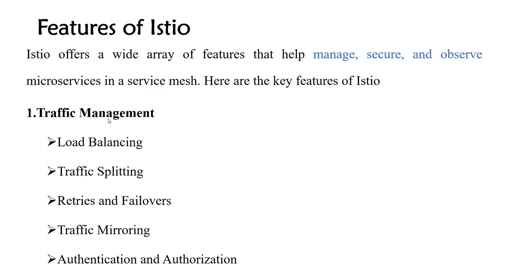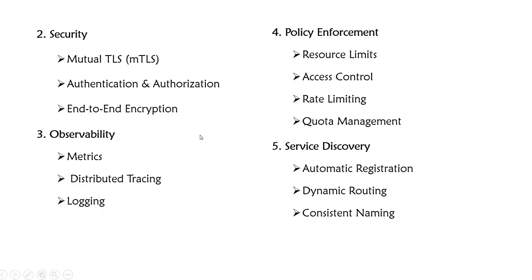Security. Istio offers several robust security features that help secure communication between microservices and protect sensitive data. Mutual TLS is a security protocol that ensures both the client and service authenticate each other using certificates during the communication process. The next is key benefits like authentication, encryption, automatic key management.